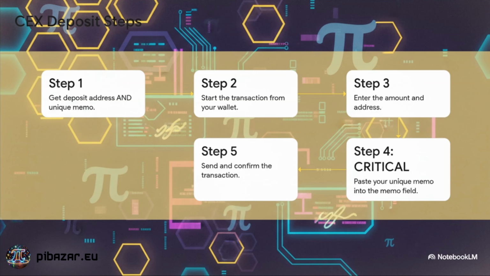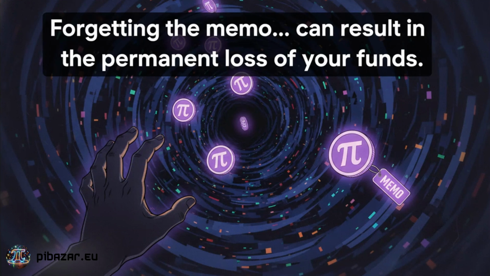It is absolutely essential, and I really cannot stress this enough. Forgetting the memo is one of the most common ways people lose their crypto, period. If you send your Pi to an exchange's address without that unique ID, they have absolutely no way of knowing it belongs to you. And in a lot of cases, those funds are just gone for good.